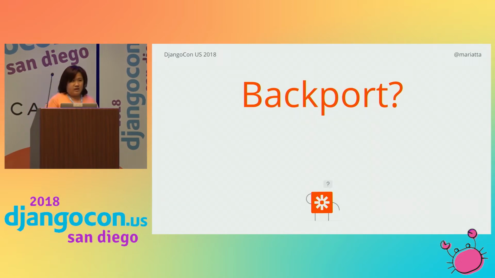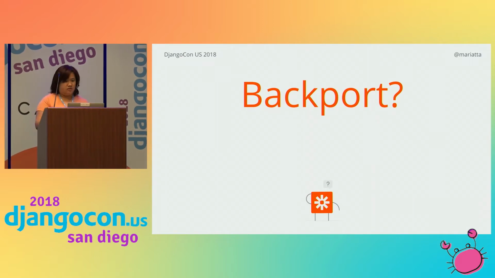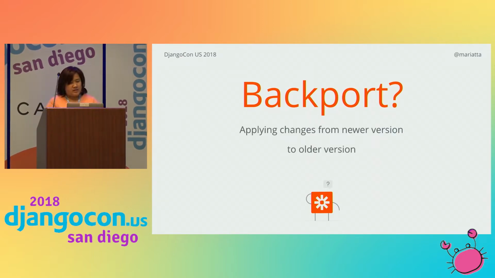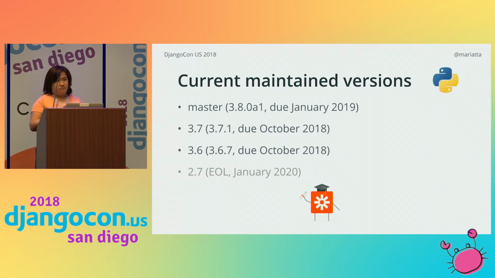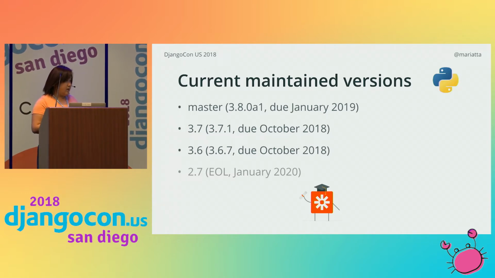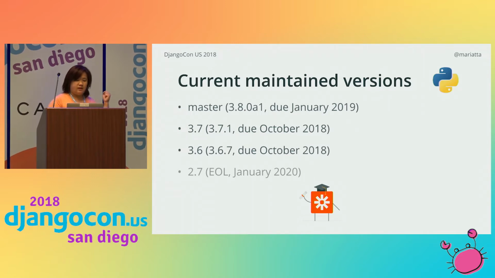Perhaps you don't even know what a backport is and why it is even important for Python. Backporting is the act of applying changes from the newer version of software to the older versions of the same software. And perhaps it will help if you realize that Python still maintains these different versions. The master branch will become Python 3.8. The alpha release is due in January. 3.7.1 and 3.6.7 are still maintained. We still accept bug fixes to those, and they are due to be out October 20th. Backports are how you will receive 3.7.1 and 3.6.7. Without backporting, you will not get that. So it's a very important process in our development.